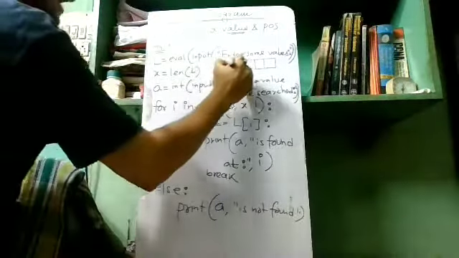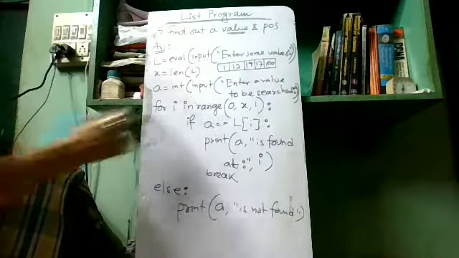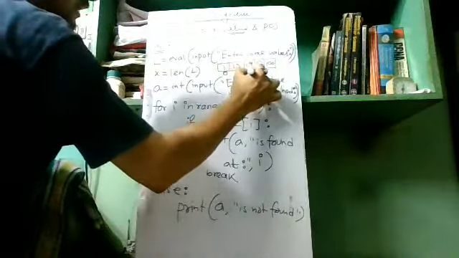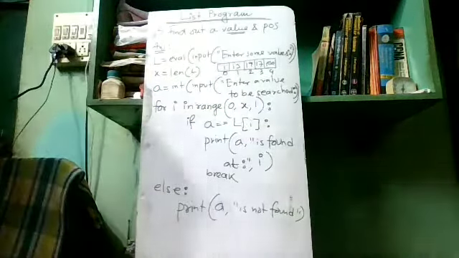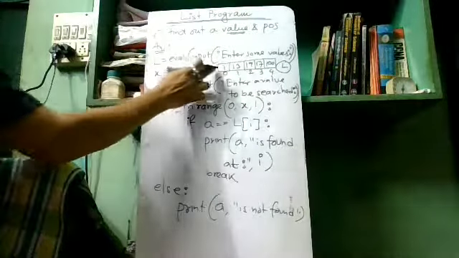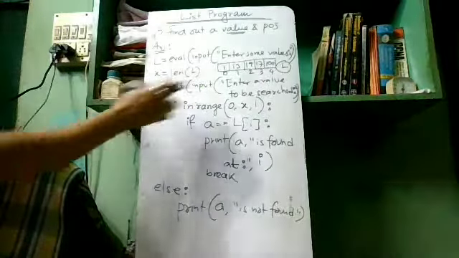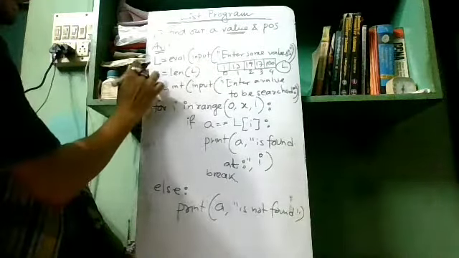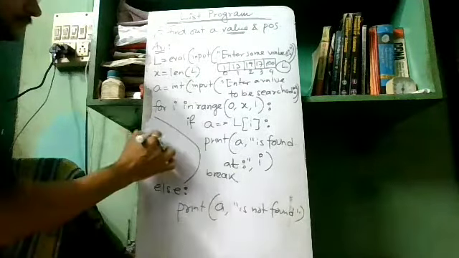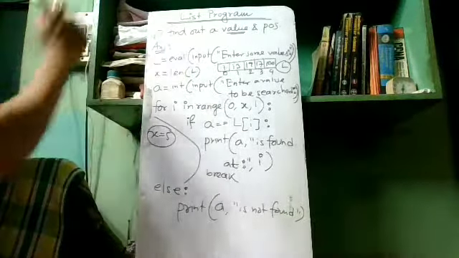Suppose the values are 1, 13, 19, 17, 100. This value user has given. I am mentioning the index 0, 1, 2, 3, 4. So this is the list L. These are the 5 values, and these are the indexes. How many values? 5. So x will be 5, because 5 elements are there.